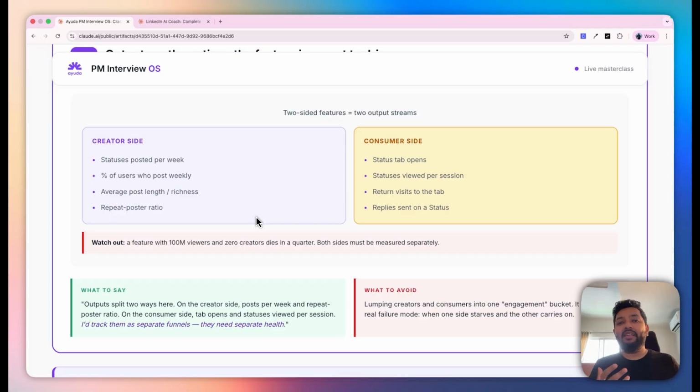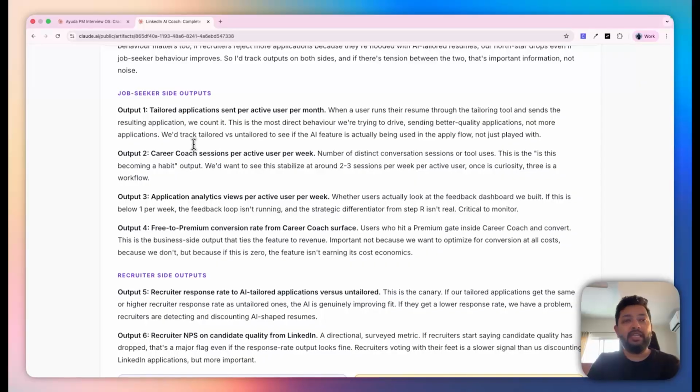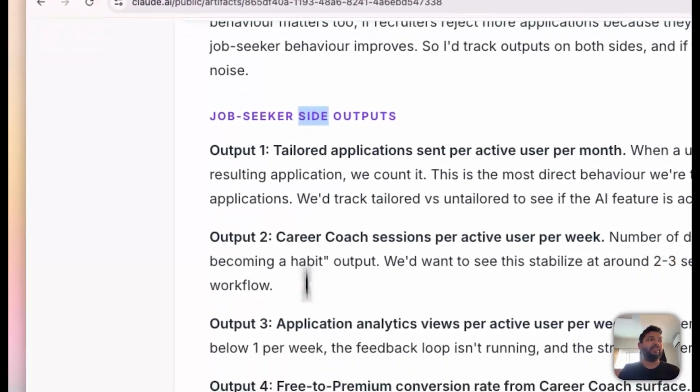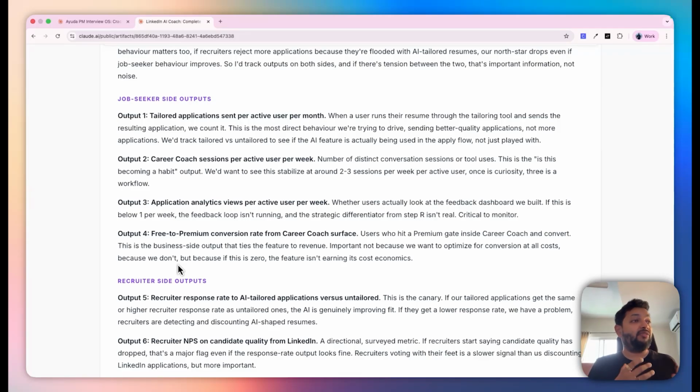Now, like we discussed yesterday, we are going to talk about outputs, which is what is the creator and consumer side, or what are the different outputs expected. Now, for LinkedIn as well, there are two sides. There is the job seeker side, and then there is the recruiter side. So I'm going to write down the outputs for the job seeker side. The first output is tailored applications sent. Second output, career coach AI sessions per week. Third output could be the application analytics that you see. Fourth output could be the free to premium conversion from LinkedIn.